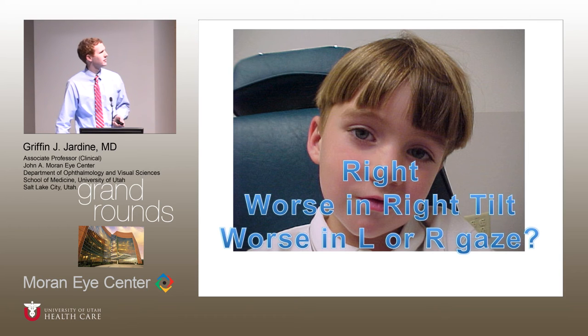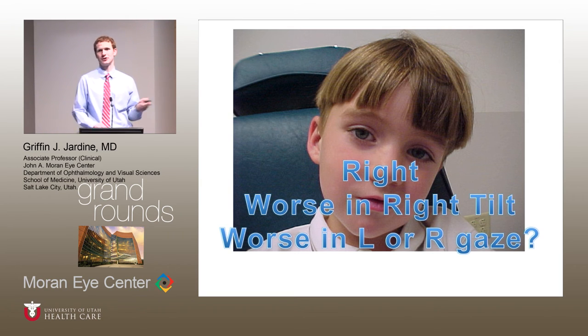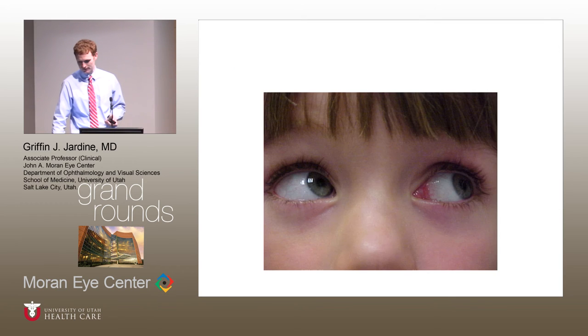So again, what do you think? What's worse in left or right gaze? What would you guess? Right. So what head tilt is he going to be worse in? Right. So this is the compensatory head position. That's what always threw me off, right? So when you think about same, opposite, same, it's where the deviation is worse for the three-step test. So it's a left head tilt, a compensatory head tilt, worse in right tilt and left gaze.